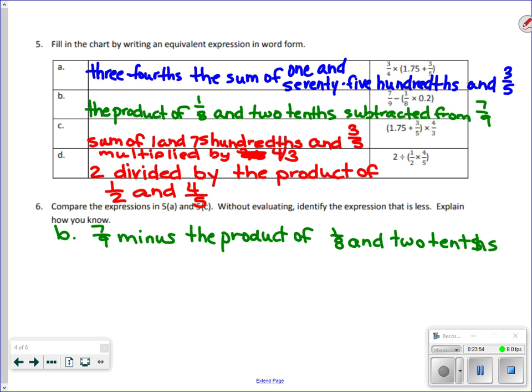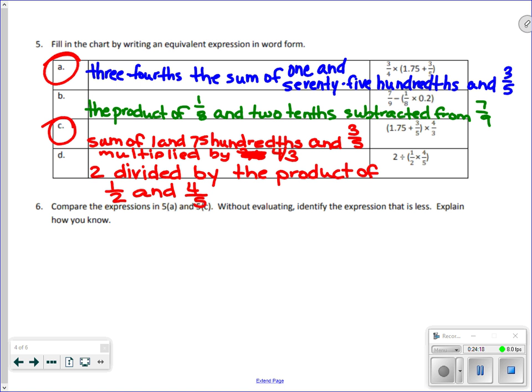Compare the expressions of 5A and 5C without evaluating. It means don't solve it. Identify the expression that is less. Explain how you know. So 5A and 5C, which one is less?